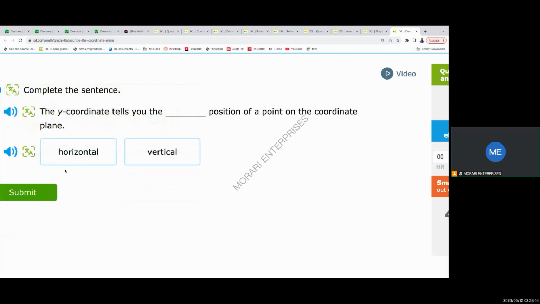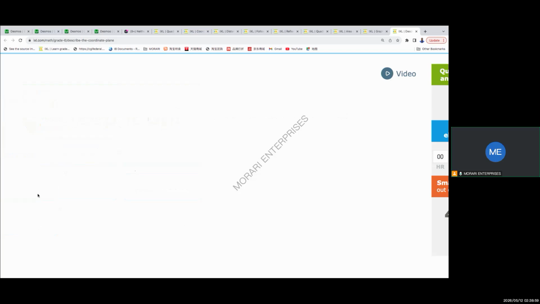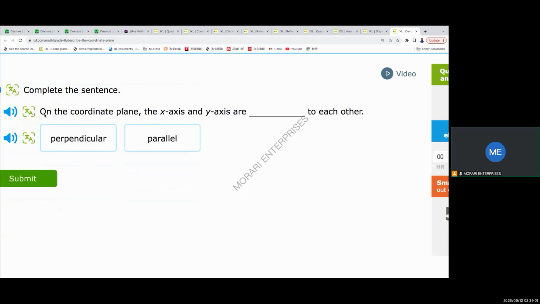Okay. Complete the sentence. The y-coordinate tells you the vertical position of a point on the coordinate plane. So y vertical just means up, down, or low, high. All right, that's how it runs. On the coordinate plane, the x-axis and the y-axis, or the x line and the y line, are perpendicular to each other.